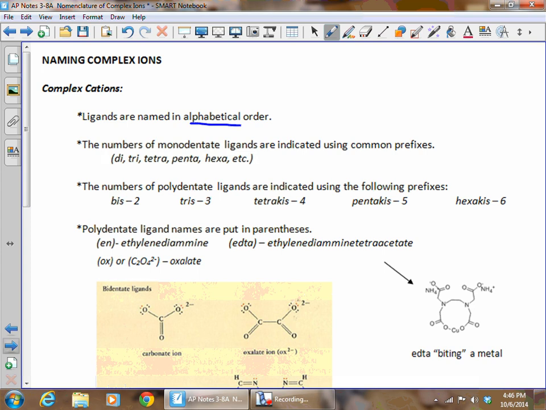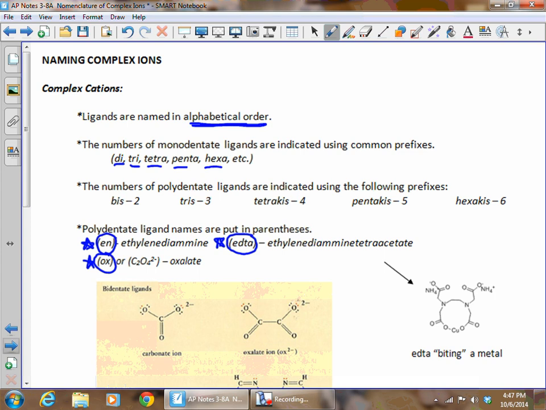Ligands are named in alphabetical order. We'll see that in a moment. For the numbers of monodentate ligands, we use common prefixes to show those: di, tri, tetra, penta, hexa, etc. Now, if we see polydentate ligands, I'm only going to ask you to know these three. Ethylene diamine, which has a symbol of en in parentheses, both lowercase, notice. Oxalate, ox in parentheses. EDTA, which is ethylene diamine tetraacetate, EDTA in parentheses. Those are the only three that I'm going to ask you to know.